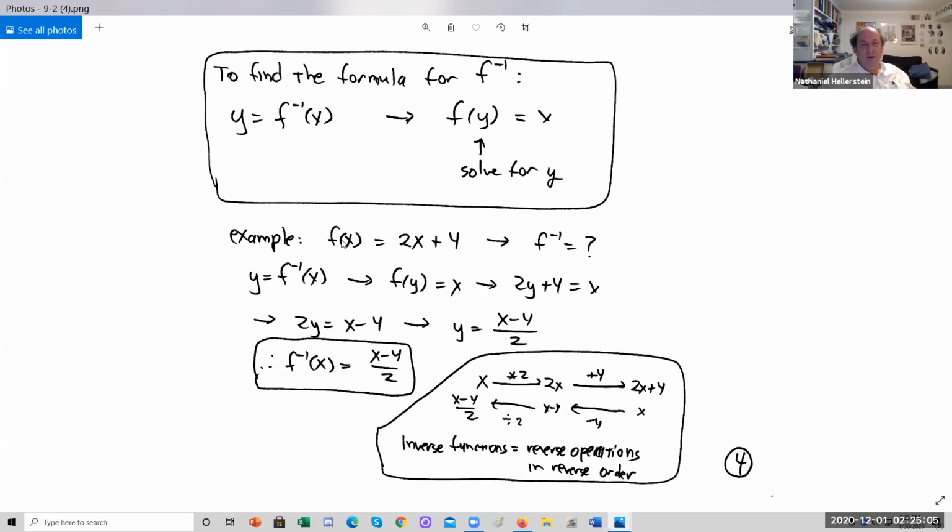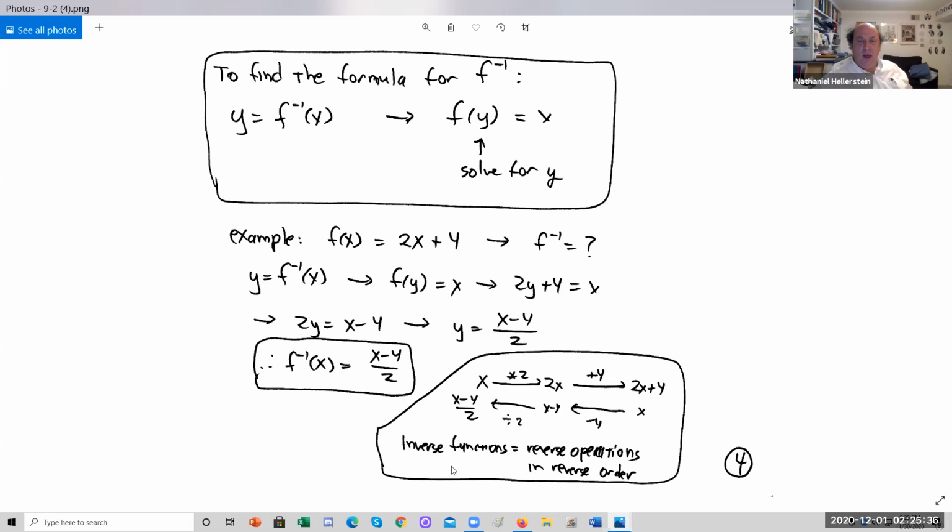So for example, the function f of x is 2x plus 4. What's its inverse? Well, we'll write y equals f inverse of x, so f of y equals x. So plugging in y in here, you get 2y plus 4 rather than 2x plus 4. And this 2y plus 4 equals x. Now we want to solve for y. First subtract 4, so 2y equals x minus 4. Then divide by 2. y equals x minus 4 over 2. And this is the inverse function to this.